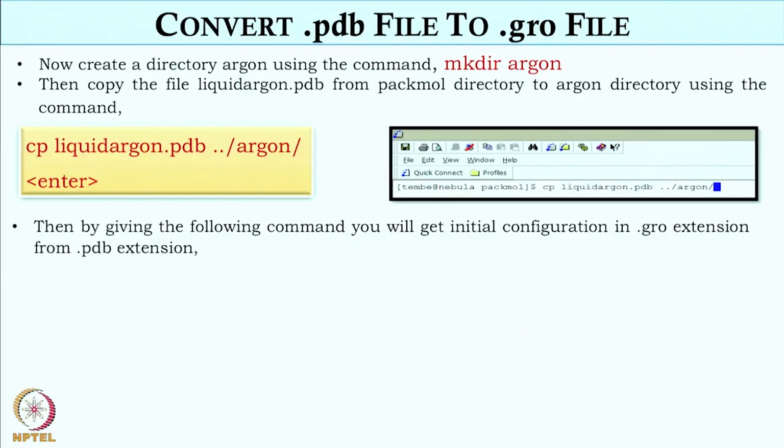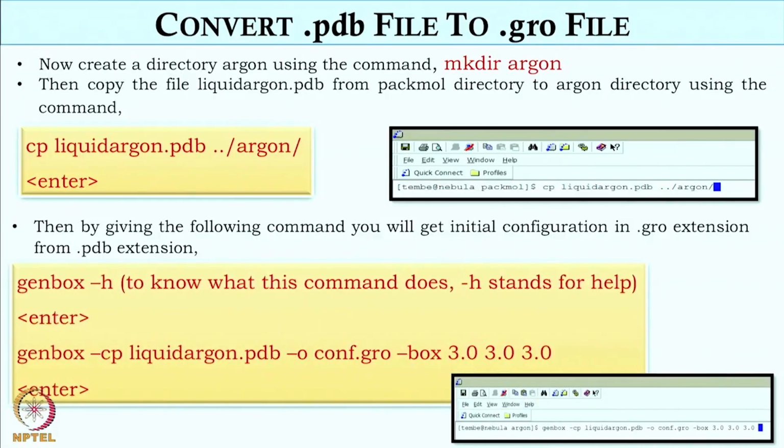Yeah. Okay. So now to convert the PDB file into a GRO file, we'll type the following Gromacs command, that is genbox. If we type genbox space -h, we can know what this command does. -h stands for help. It will display several things: which is the input file that is required, which is the output file that we need, and it will give details of the command.